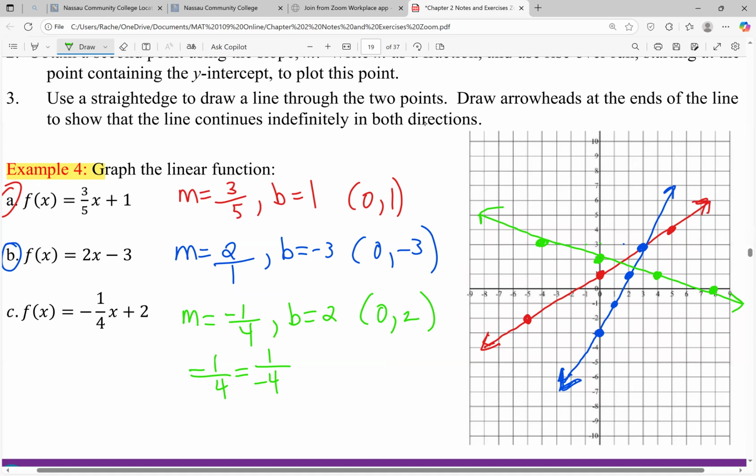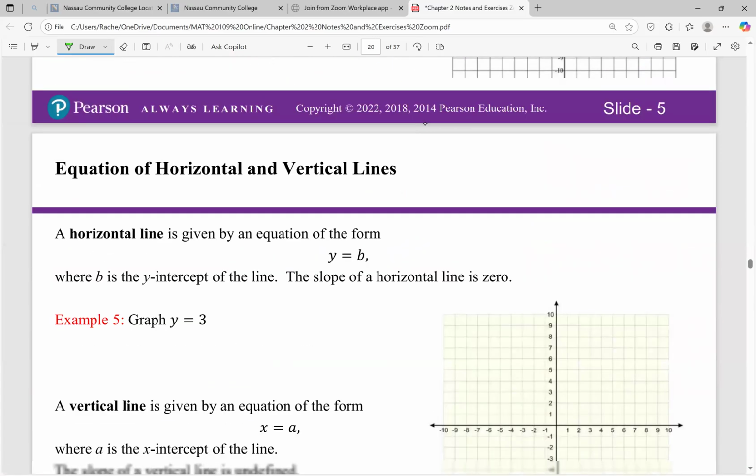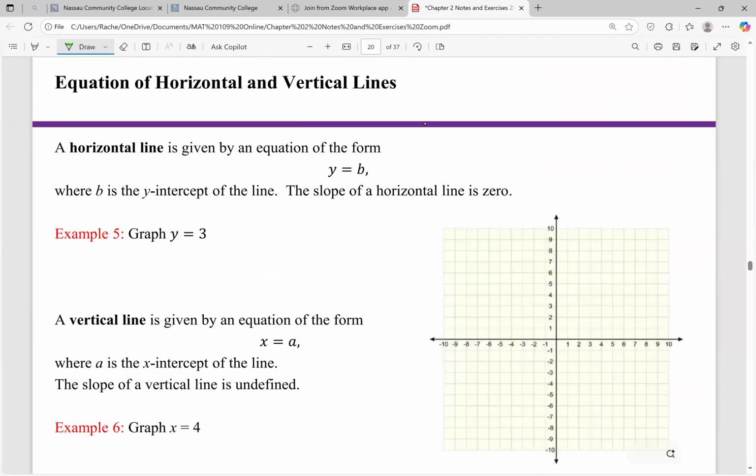So that's just a review on how to graph a linear function when we're in the form y equals mx plus b. Now let's talk about the equation of a horizontal and a vertical line. So whenever we have a horizontal line, the equation is going to be y is equal to b, where b is the y-intercept of the line. And the slope of a horizontal line is 0.